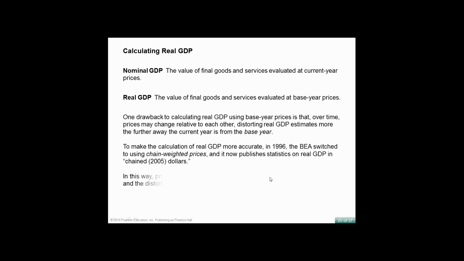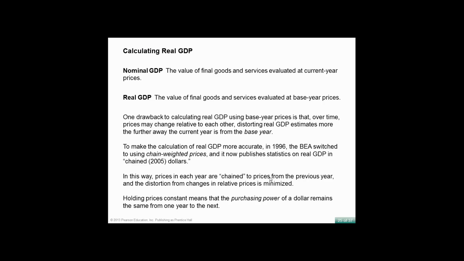So what's the difference between real GDP and nominal GDP? Nominal is the final value of goods and services evaluated at today's prices. How do we compare this to 1920? Well, we have to adjust that for inflation. So the best indicator is real GDP, which is adjusted for inflation.